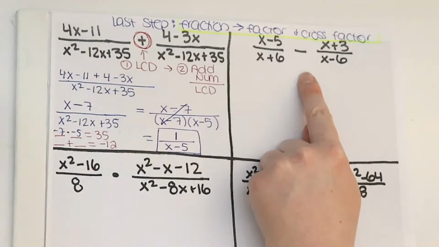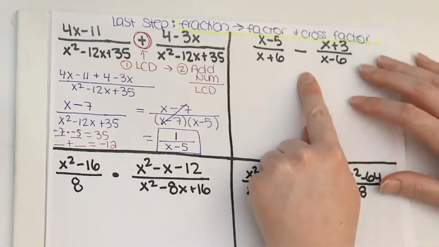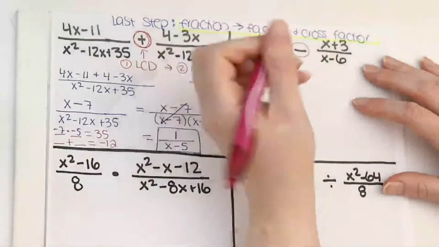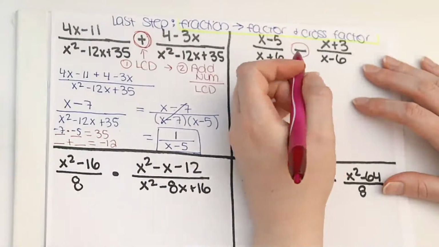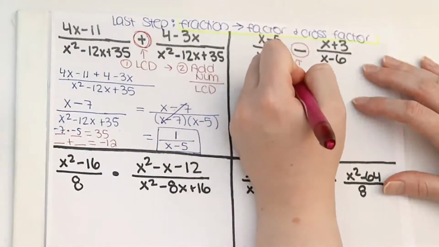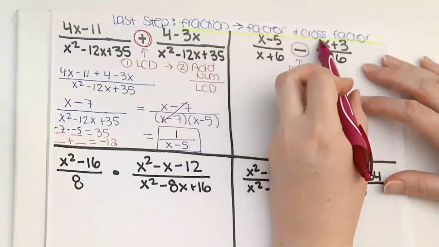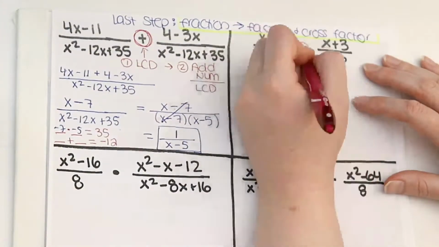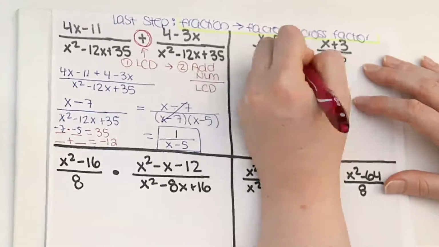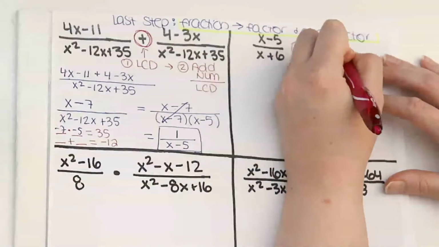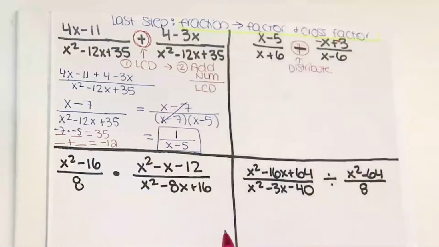Okay, so the very first step is always going to be to identify that operation in the middle. So here we have a subtraction sign, and so when we have a subtraction sign, we are always going to distribute that to the numerator that follows. So this is going to become a plus sign and then distribute. So it'll become negative x minus 3. Okay, so that's our first step, is to distribute.